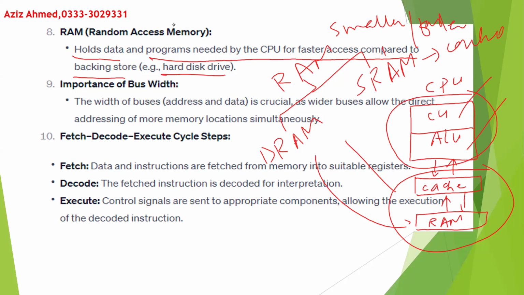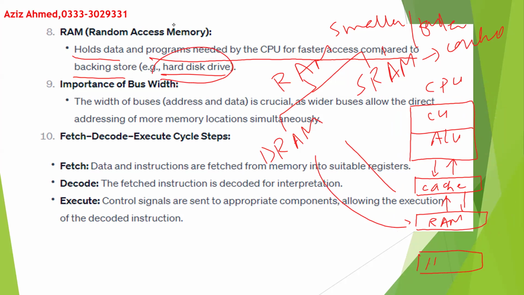Wait 1 second. I draw the diagram, then I tell you the role of each component. Now, RAM is connected with the hard disk. Here it is written hard disk. The processor can connect with the RAM also. Now, all input devices are connected with RAM.